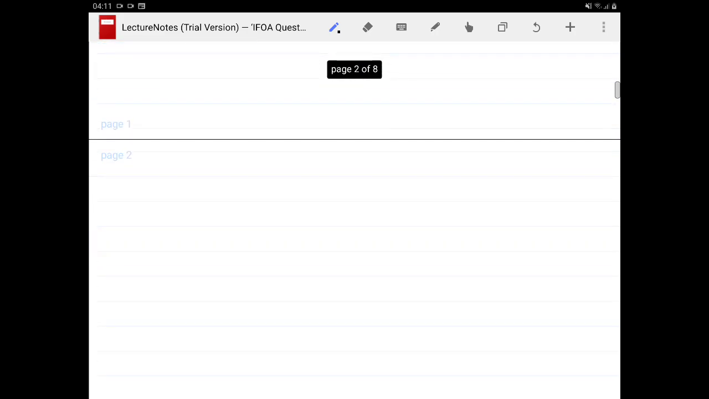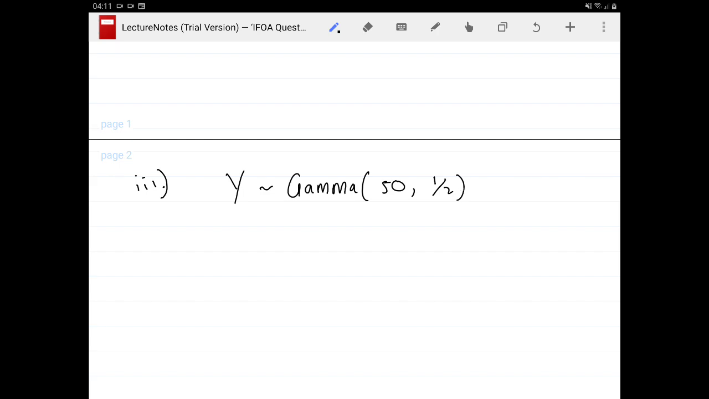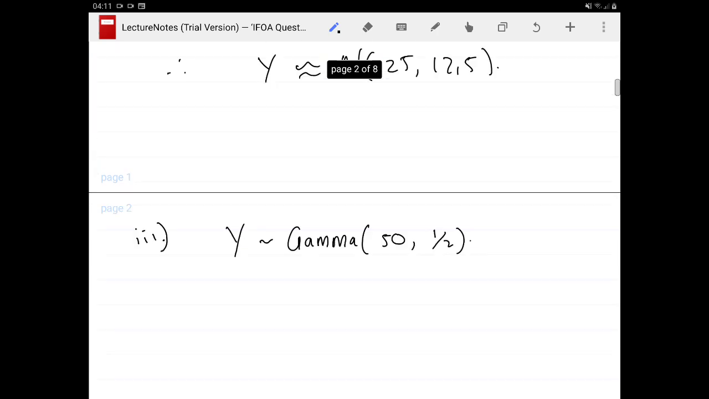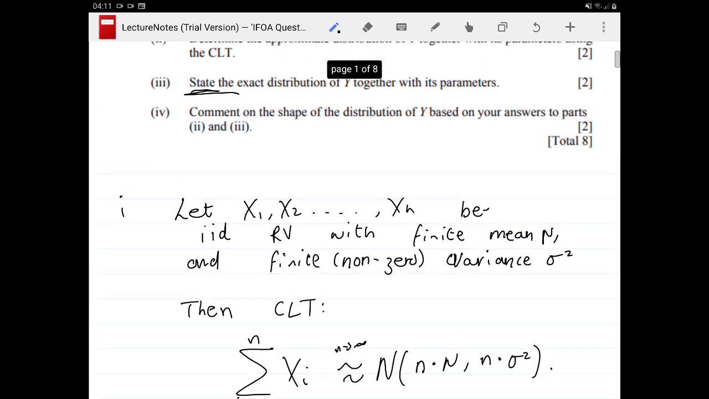But essentially, the distribution of Y is going to be a gamma distribution. This happens whenever you take the sum of exponentials: your sum is going to have a gamma distribution where your alpha parameter is the number of exponentials you summed up. So we took 50 exponentials, and the beta value will be the same as the beta value for the exponential, which was 1/2. So this is gamma with 50 and 1/2. Okay, so that's question 3, where we just state the exact distribution.